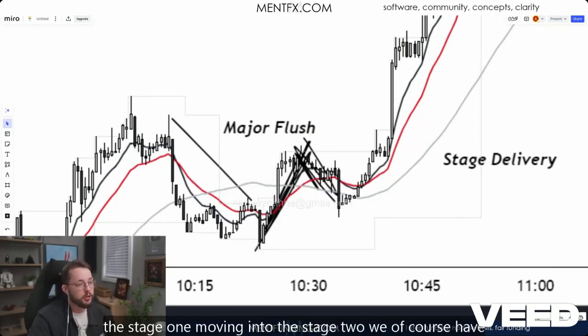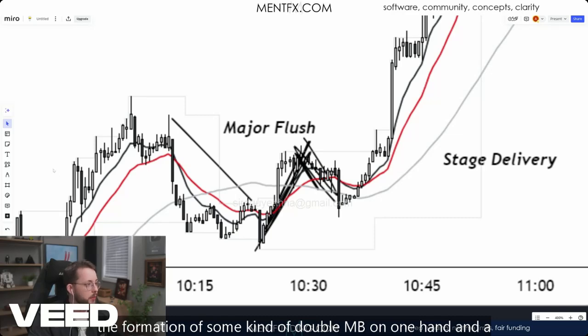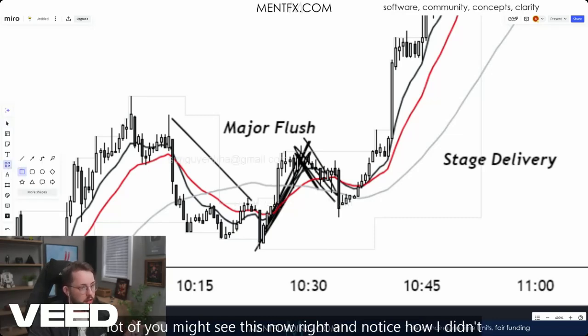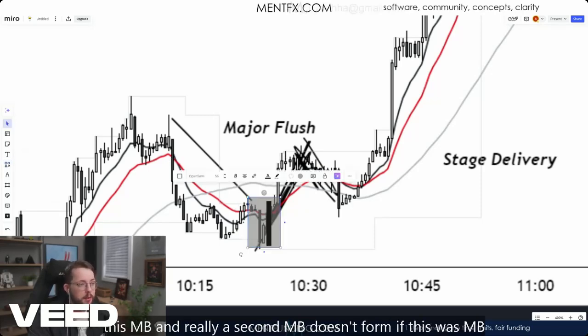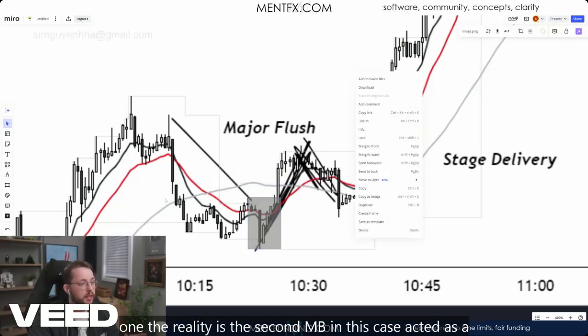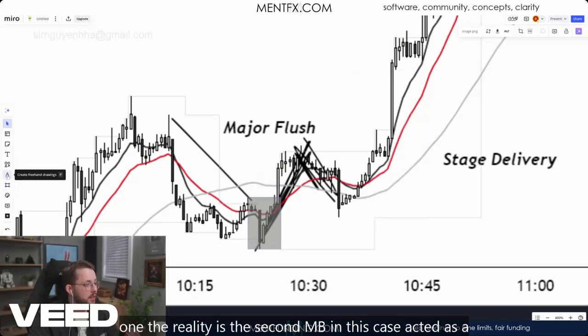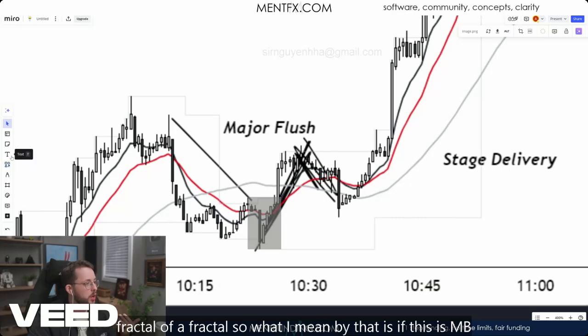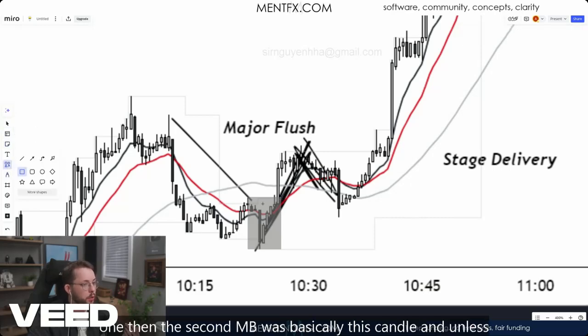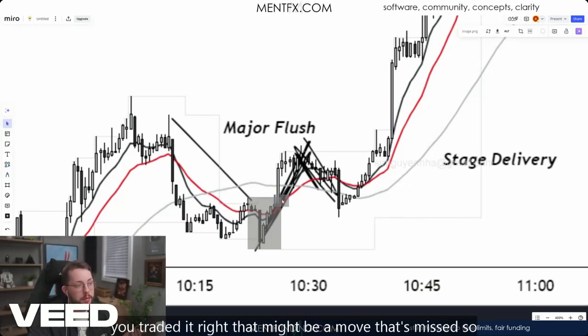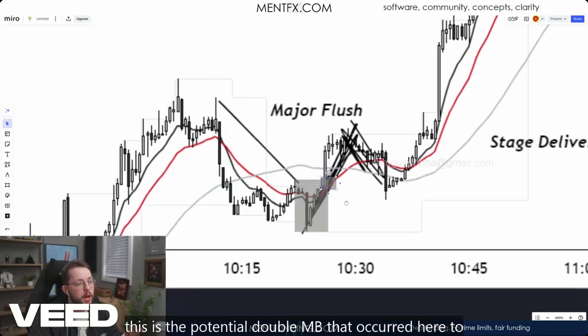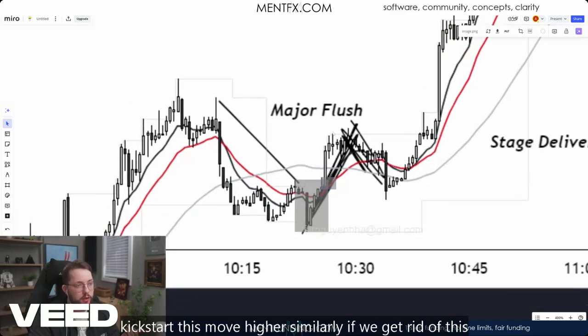and prior to the stage 1 moving into the stage 2, we of course have the formation of some kind of double MB. On one hand, and a lot of you might see this now, notice how I didn't trade it, but now we can look at it after the fact. You have this MB, and really a second MB doesn't form. If this was MB1, the reality is the second MB in this case acted as a fractal of a fractal. So what I mean by that is if this is MB1, then the second MB was basically this candle, and unless you traded it, that might be a move that's missed. So this is the potential double MB that occurred here to kickstart this move higher.